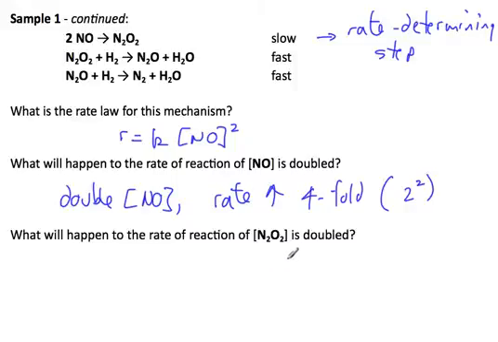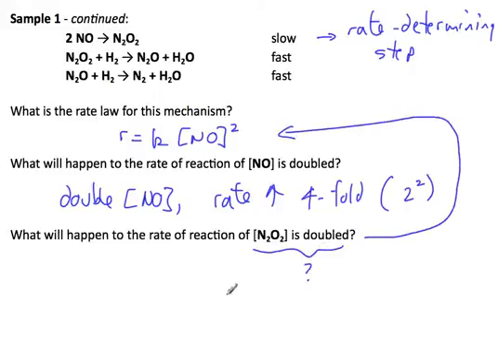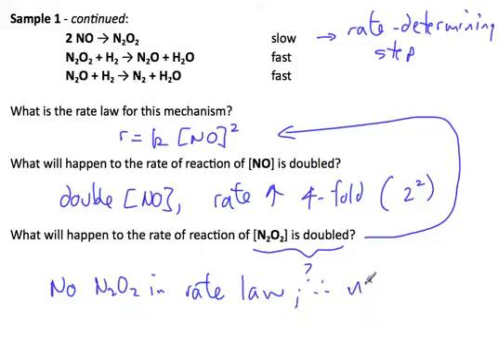What will happen to the rate of reaction if N2O2 is doubled? Well, how do we decide this? Let's look up here at our rate law. No N2O2 in the rate law means that there will be no change in the rate of reaction if we double the concentration of dinitrogen dioxide. Okay, if it's not in the rate law, it does not affect the rate of reaction. So those are a few questions you need to be able to answer.